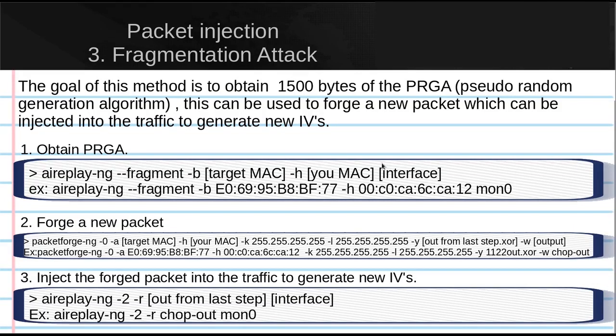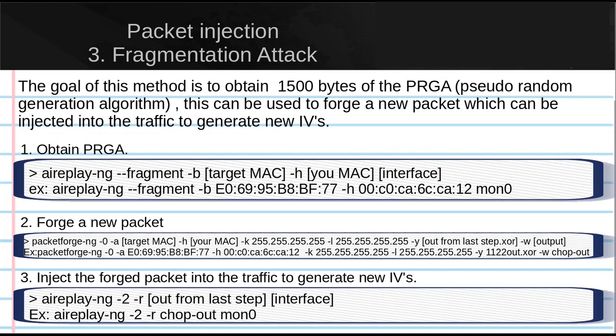The third injection method that we're going to talk about is the fragmentation attack. The fragmentation attack is very similar to the previous one, but in this attack we have to obtain 1500 bytes of the PRGA, the pseudo random generation algorithm.